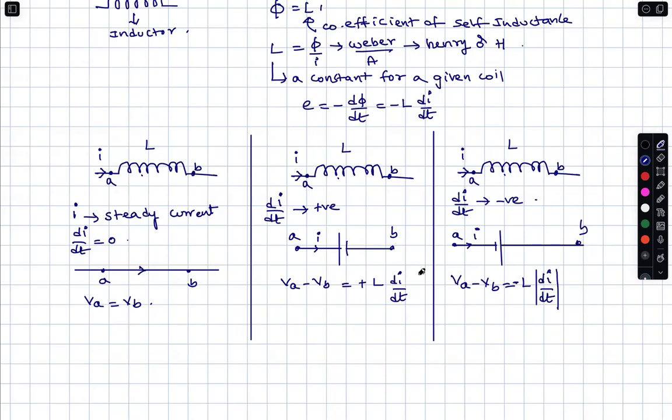Now, whatever I have written on this board is a very, very crucial step. Now, tell me, have you understood this or not? Without this, I will not go further.